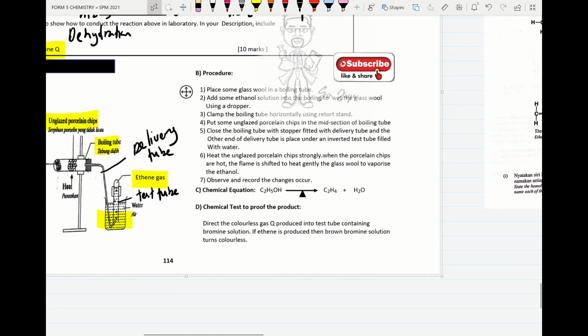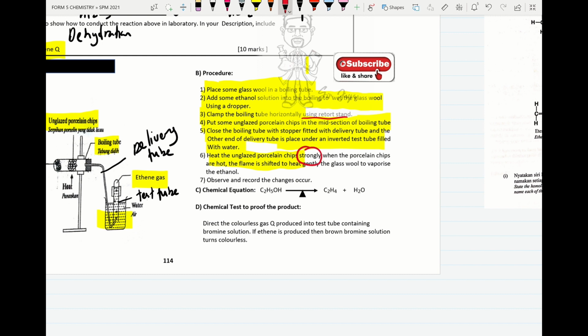And the procedure is given here. Place some glass wool in the boiling tube, and add ethanol solution into the boiling tube to wet the glass wool by using a dropper. Clamp the boiling tube horizontally, very important, must put this horizontally, using a retort stand. Put some unglazed porcelain chip in the mid section of the boiling tube. Close the boiling tube with a stopper fitted with a delivery tube, and the other end of the delivery tube is placed under an inverted test tube filled with water.